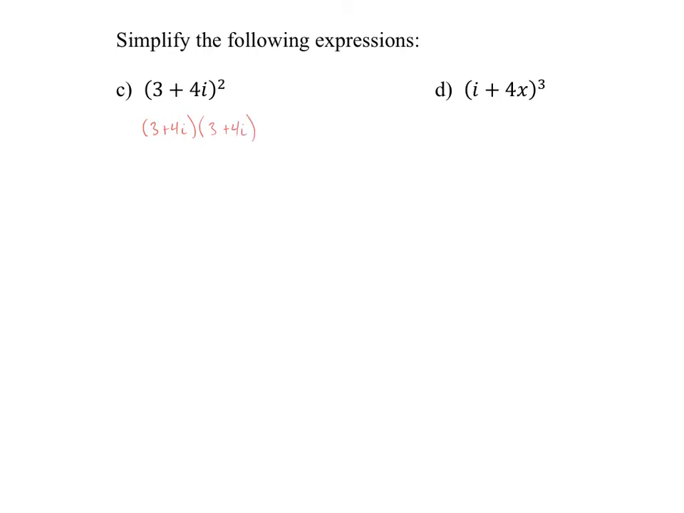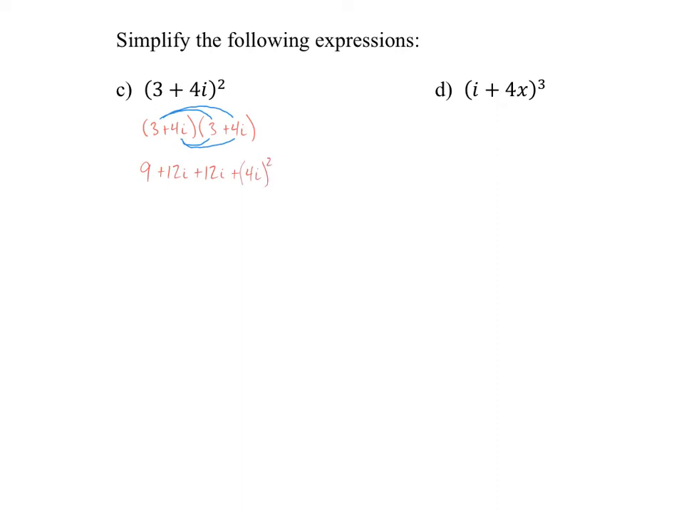Okay? And if I multiply these two things, what I'm going to be doing here is basically FOILing: first, outside, inside, last. All right, so my first terms, if I multiply them, give me 9. 3 times 4i would be 12i. And then 4i times 3 would be another 12i. And then 4i times 4i is 4i squared.